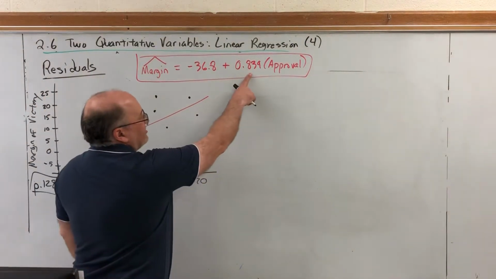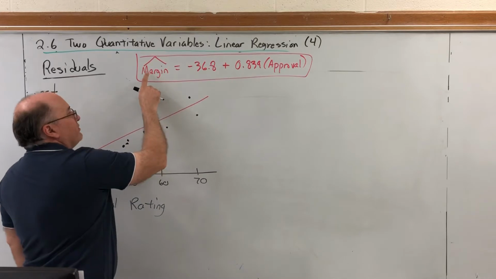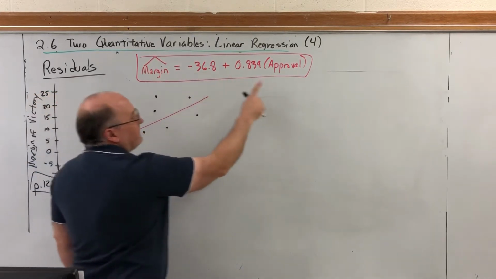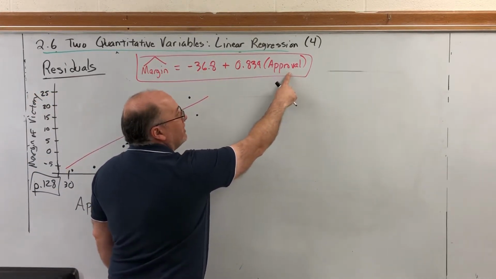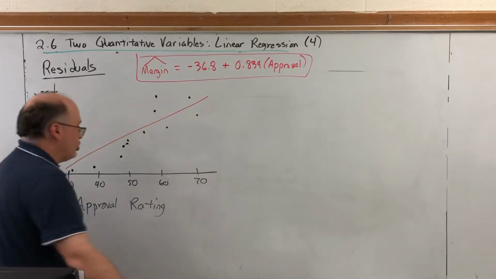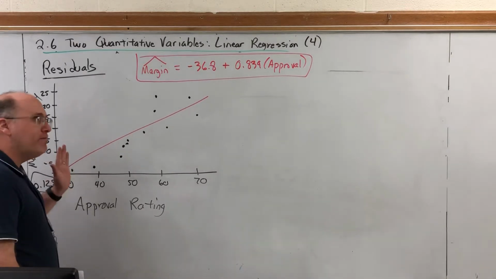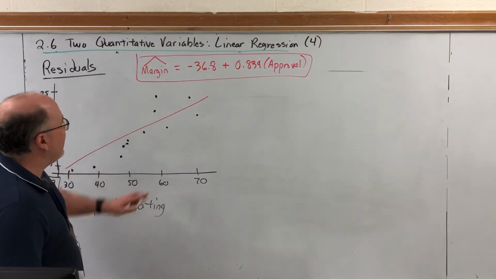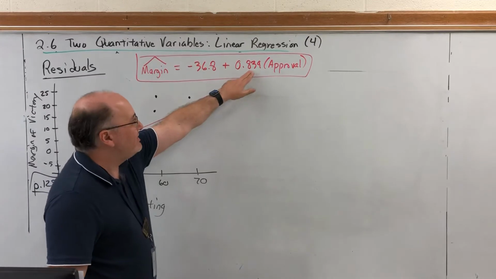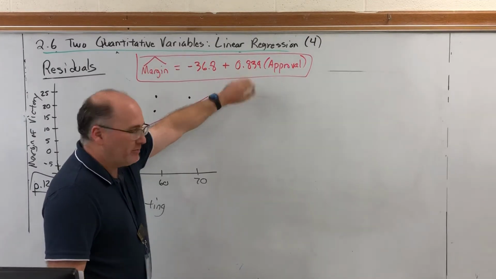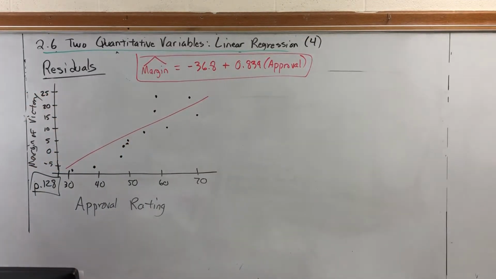The slope represents how much you can expect the response variable to increase if the explanatory variable increases by 1 unit. So in this context, if the approval rating increased by 1 percentage point, we would expect the margin of victory to increase by this amount. But what do I mean by residuals? Well, when you have a prediction equation, it does precisely that. It tries to predict what's supposed to happen under some given circumstances.